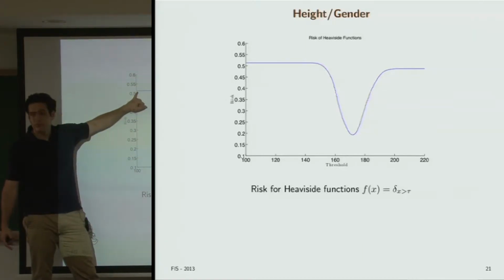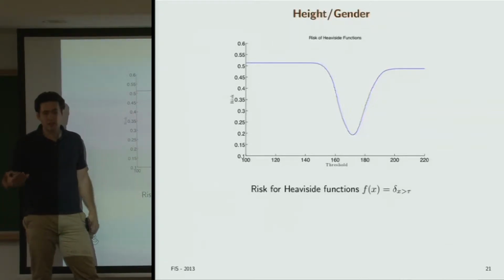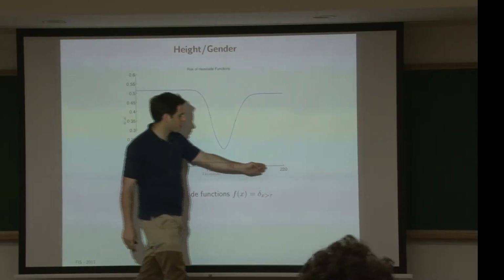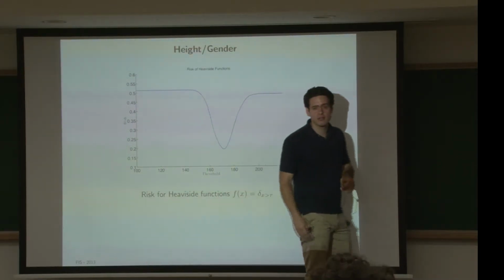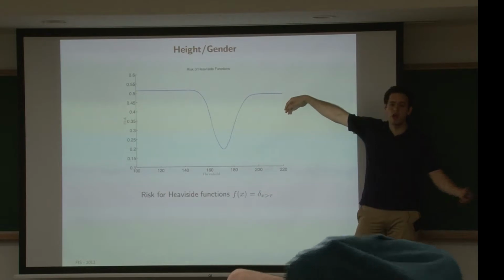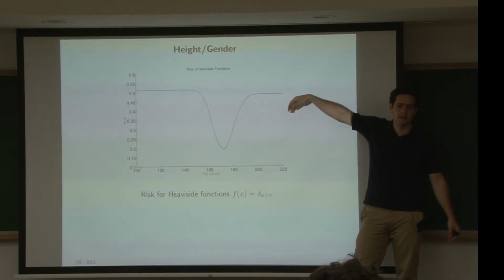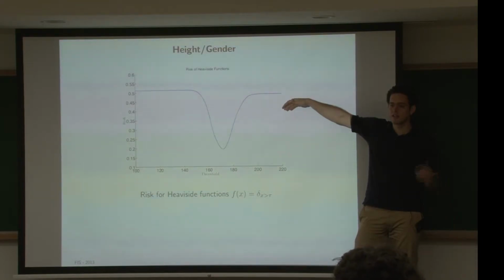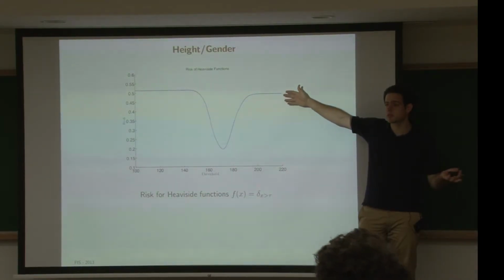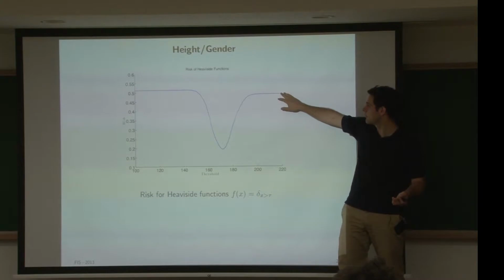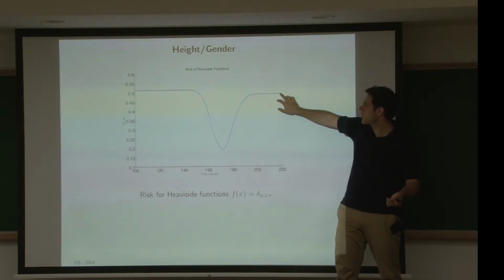And that would mean that you're making a mistake of 52%. Now imagine that you're doing the opposite. You're setting your threshold at 2 meters 20. So you're saying anyone below 2 meters 20 is a female, and anyone above 2 meters 20 is a male. Then you're making a mistake for all males, because there are very few people above 2 meters 20, and so your error would be about 0.48.